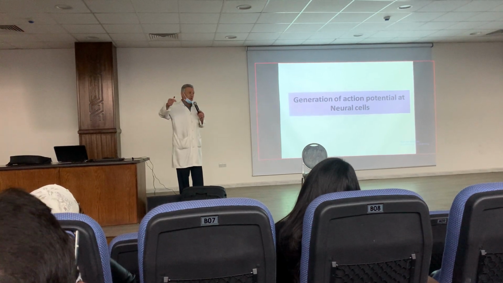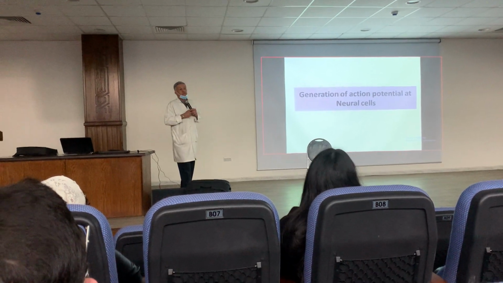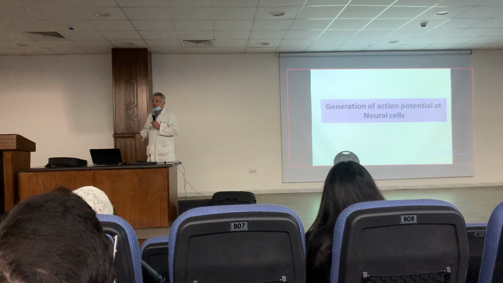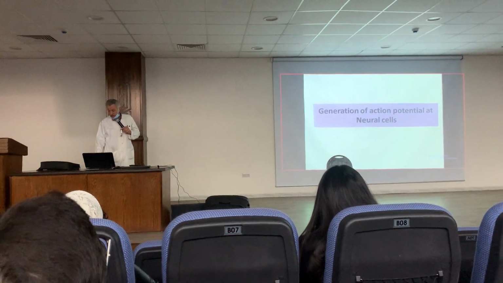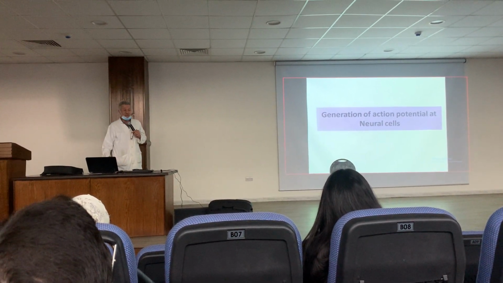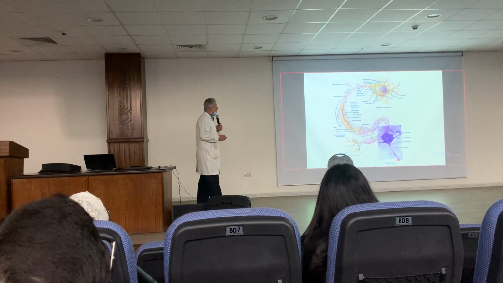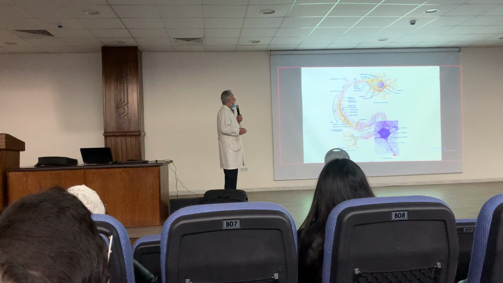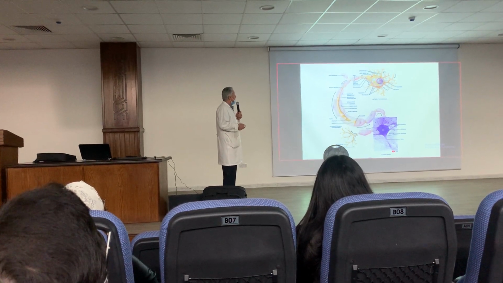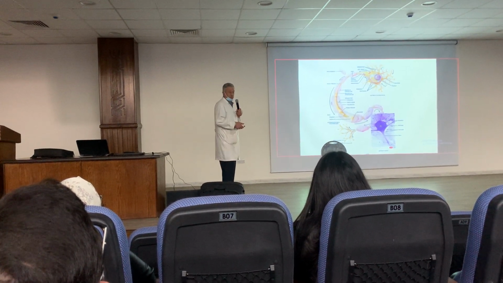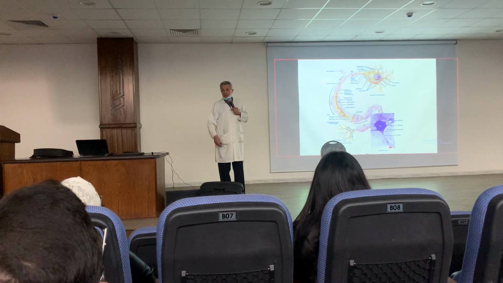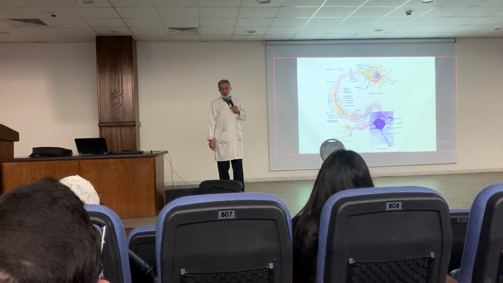At the terminals, what happens? We are getting release of neurotransmitters, okay, from the terminal. So that's the simple function for the neurons. And we have that structure for the neural cell. We said we have cell body, we have long axon, sometimes that axon is up to half meter or more, okay?